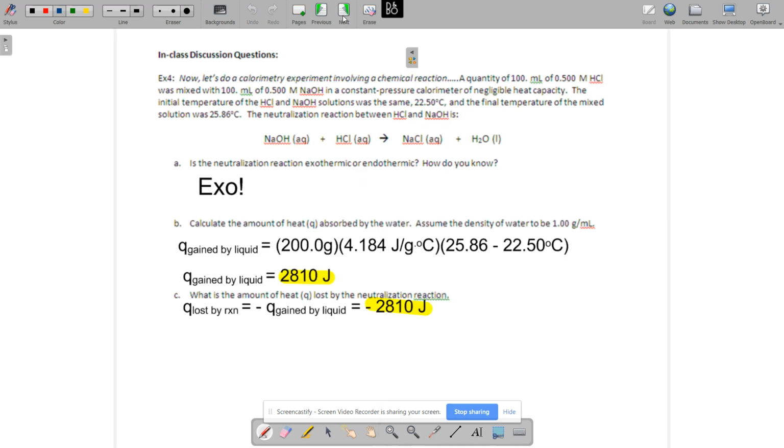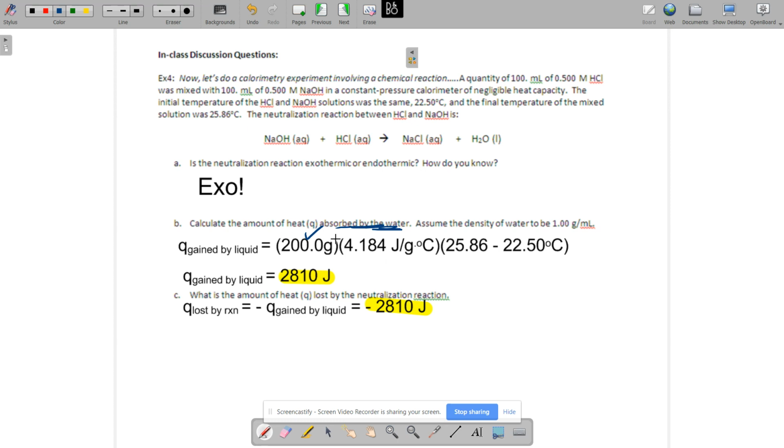Now to the fun part. Letter B: now we're actually going to do calculations to support that. Calculate the amount of heat absorbed by the liquid. So the heat gained by the liquid, we're going to use Q equals mC delta T. Notice our mass of liquid. We took 100 mL of the HCl and 100 mL of the NaOH. Together, how much liquid is in the cup? There's 200 milliliters, correct?